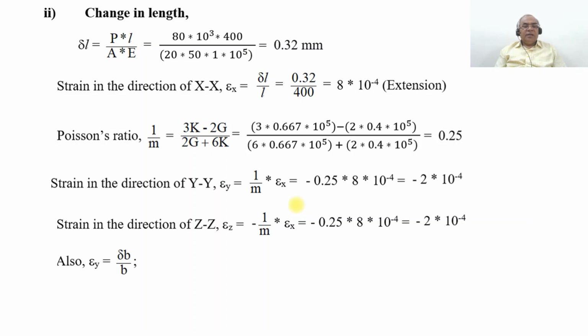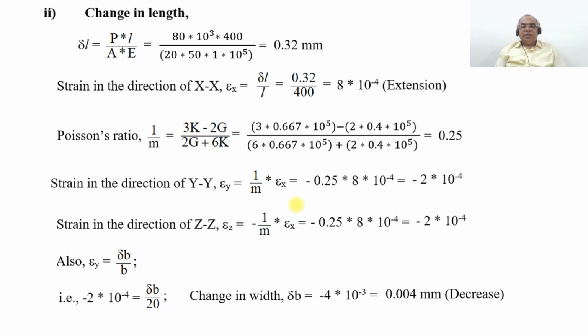So epsilon b will be equal to delta b by b. So epsilon y we know that is minus 2 into 10 to the power of minus 4, equals delta b by 20. Therefore, change in width delta b will be equal to minus 4 into 10 to the power of minus 3, that is 0.004 mm, which, since it is a negative sign, is going to be a decrease in width.